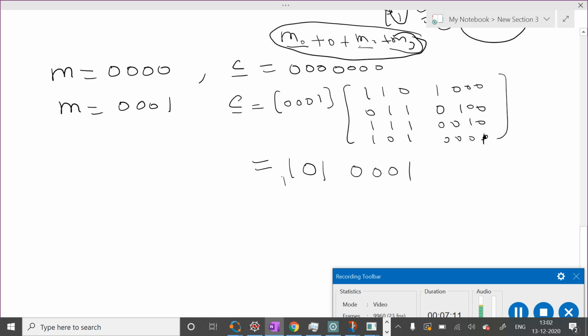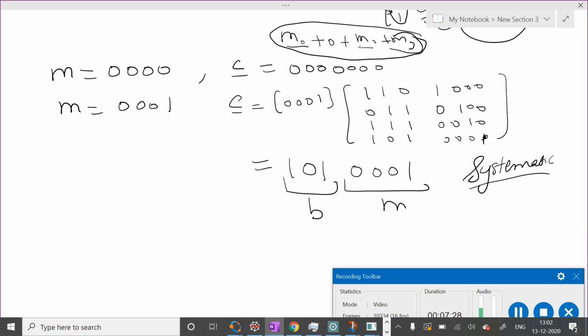See, the first three bits are parity bits. These are the message bits as they are, hence they are called systematic codes. I will repeat: a systematic code is one in which a part of the code word is exactly replicated from the message. There are types of codes which are non-systematic. One example is convolutional codes. I will give you one example at the end. So that is non-systematic.